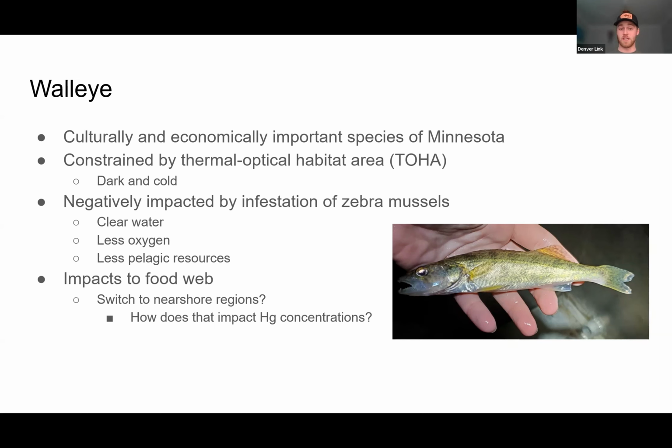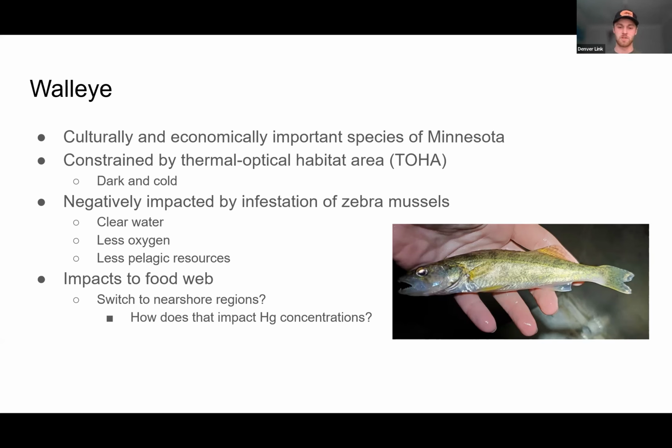Like I previously mentioned on the last slide, zebra mussels shift those offshore resources from filter feeding into more nearshore resources. Typically, walleye rely on those pelagic or offshore resources for their growth and survival. So what my project really tries to look at is how walleye are dealing with these changes due to the invasion of zebra mussels. Are they switching to nearshore regions for energy sources? And does that have compounding impacts?